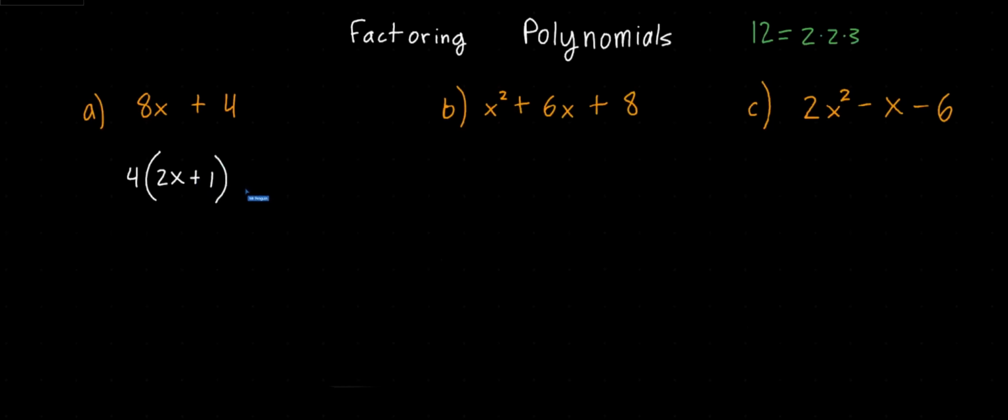Now basically, this is the opposite of distribution. Because distribution would be distributing the 4 into all of these terms to get 8x plus 4. And we basically did the opposite of that when we were factoring it.